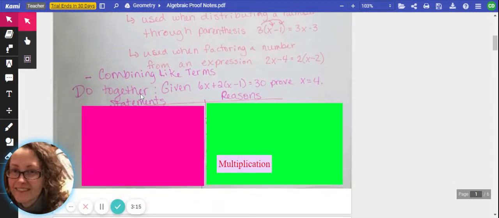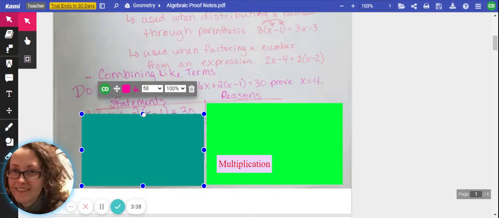So let's go ahead and try our first algebraic proof together. I'm given this equation here, 6x plus 2 times the quantity x minus 1 equals 30, and I want to prove that all of this is the same as x equals 4.